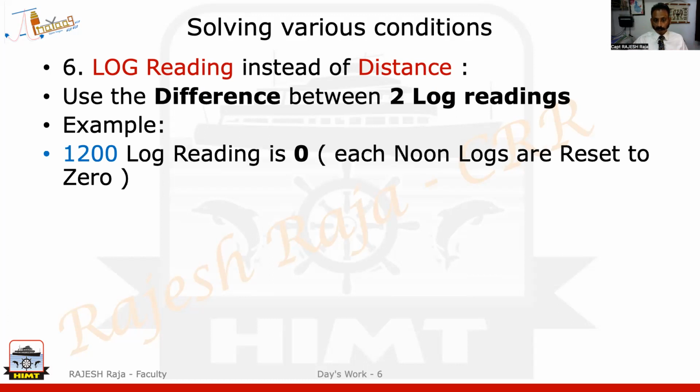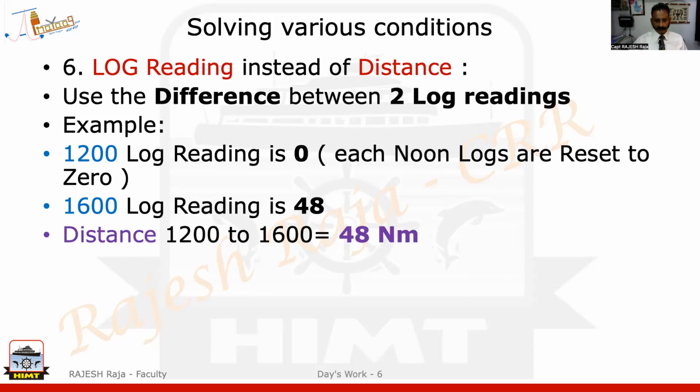At 12 o'clock noon, which is normally when you reset it to 0 every day, let us say the reading was 0. At 1600 hours, 4 hours later, the reading was showing 48. So for me, the distance between 12 and 16 is 48 nautical miles. Now let us look at one more example.